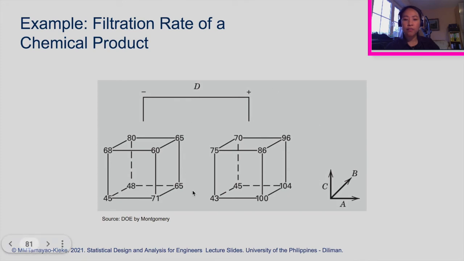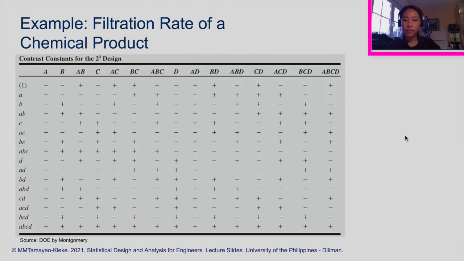Now, this is another way of presenting the observation. So this cube here represents the observations at the low level of D, and this cube represents observations at high level of D. And to compute the contrast, of course, we can use this table, but alternatively, we can use the formula that I just explained a while back.